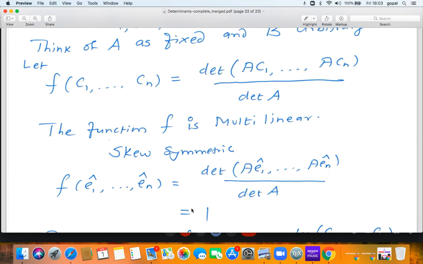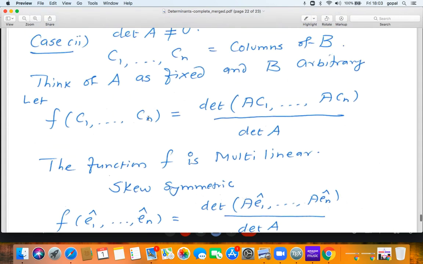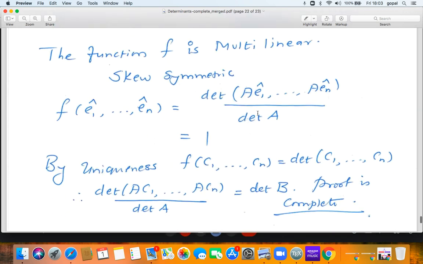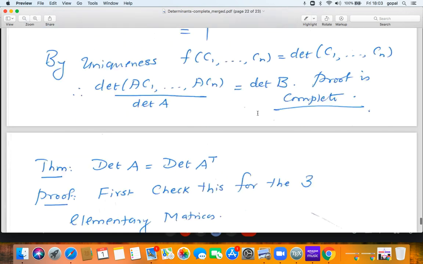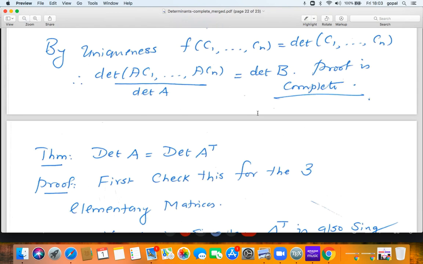By the uniqueness theorem, f of C1, C2, ..., Cn must be the same as the determinant of C. Remember, C1, C2, ..., Cn are the columns of B. So the left hand side must be the determinant of B, and on the right hand side AC1, AC2, ..., ACn are the columns of AB. So when I clear the fractions, I get determinant of A times determinant of B is determinant of AB, and the proof is complete. This is the product theorem, and as an application of the product theorem, we shall prove that determinant of A equals determinant of A transpose.